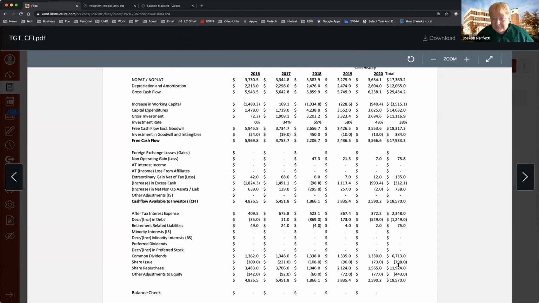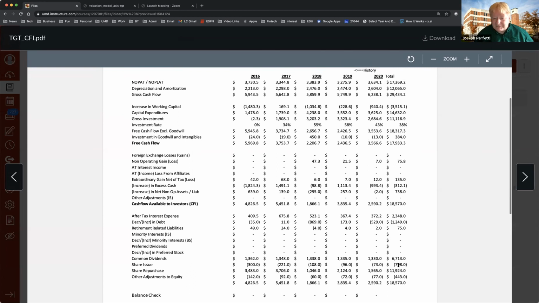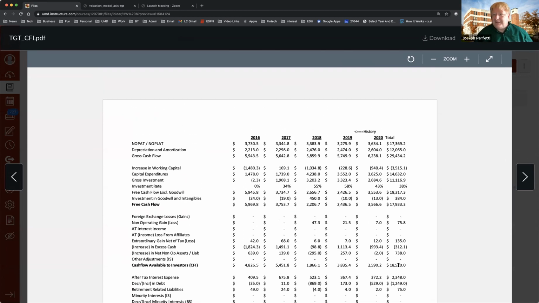But in any event, that would have been kind of some key things to talk about the CFI. And again, didn't time myself, but I think I'm probably there in the 5-minute range.